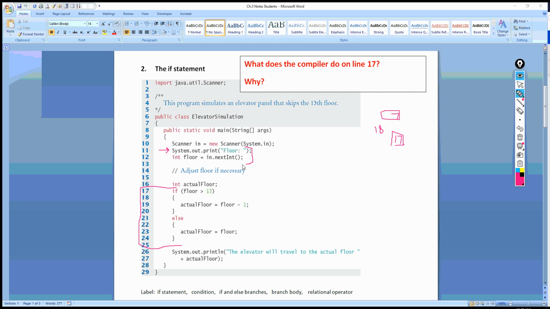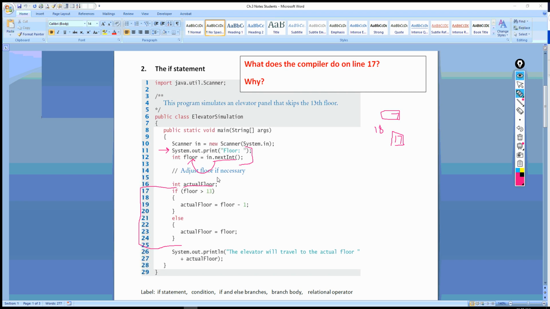this is what we're going to do a lot, is we're going to get information from the user. Now whatever the person types in, whether 18 or 7 or whatever, that is going to be read by this line, and then it's going to be stored in a variable called floor. And so the actual floor is being assigned here, or declared, to store how many stories high they really are, the actual floor.